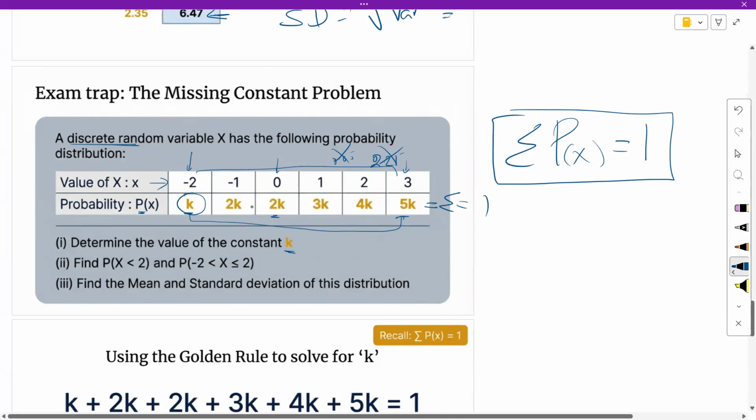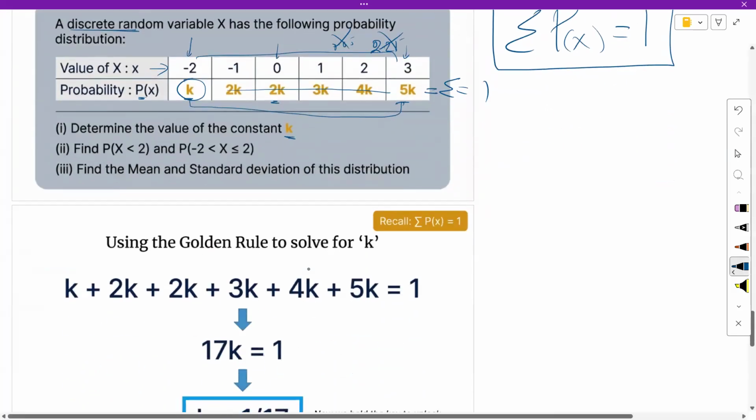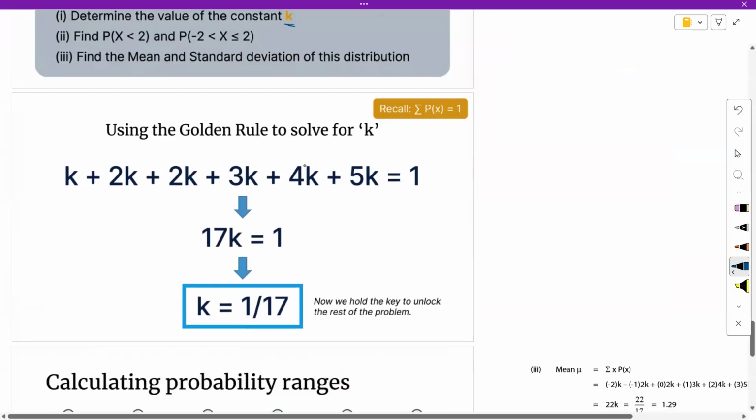So therefore, here there is only one unknown. What is unknown? K. So k, all together, equals 1, no? Then how many k? 2k plus 2k plus 3k plus 4k equals how many? There has to be 14 k's. This is a golden rule, right? The sum of probability of x equals 1.